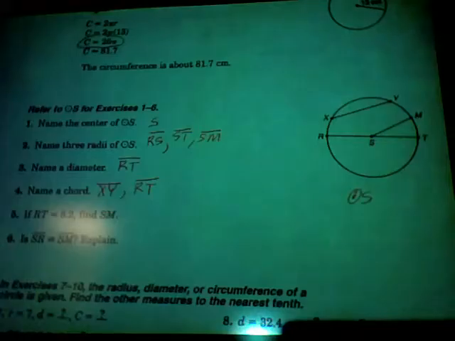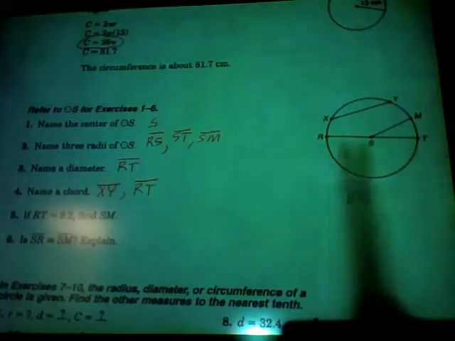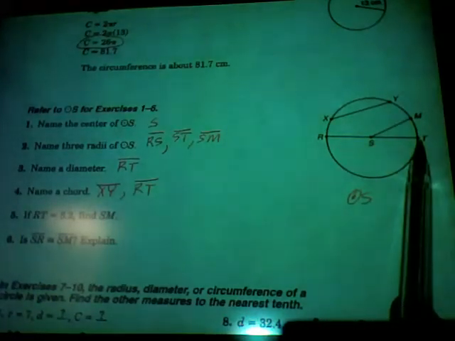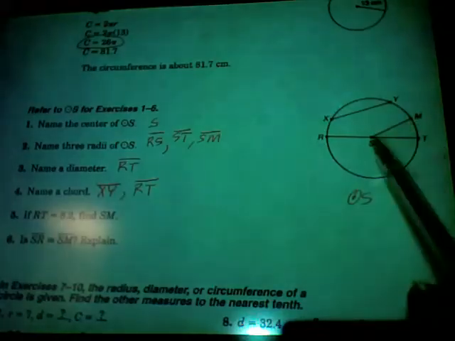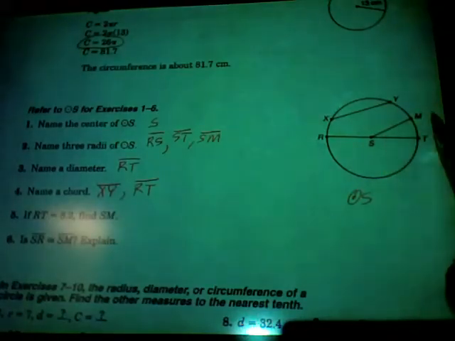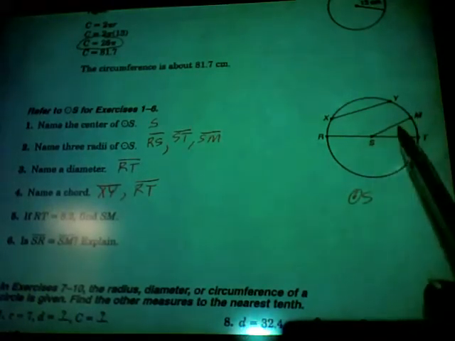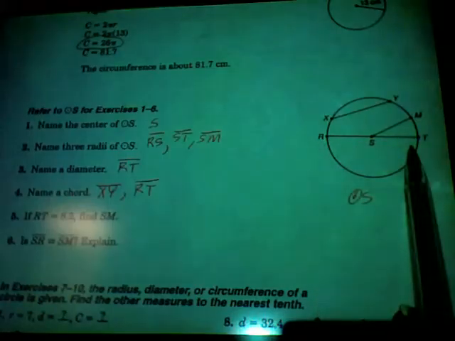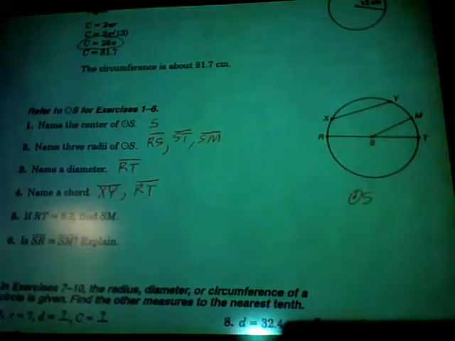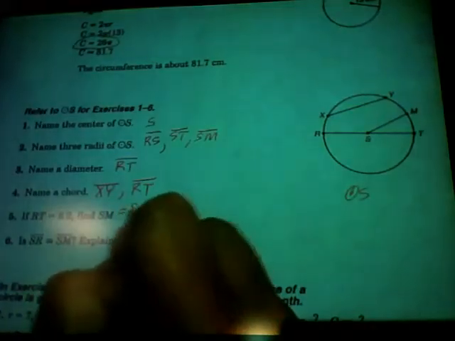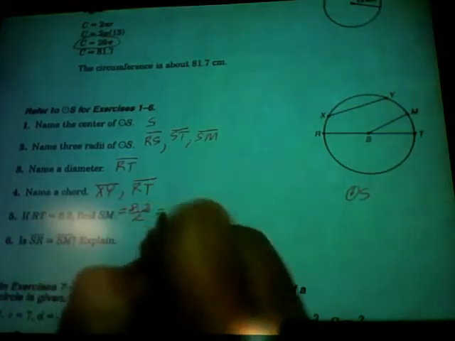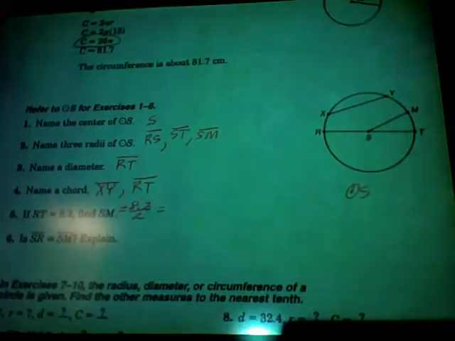Now the question here says if RT, from here to here, is 8.2, find SM. So what's SM again? What kind of thing? A radius. And what kind of thing is RT? The diameter. How's the radius related to the diameter? It's half. So SM should equal half of that diameter. So what answer is that going to give you? 4.1.